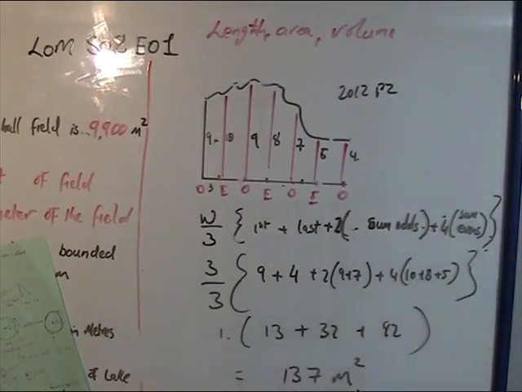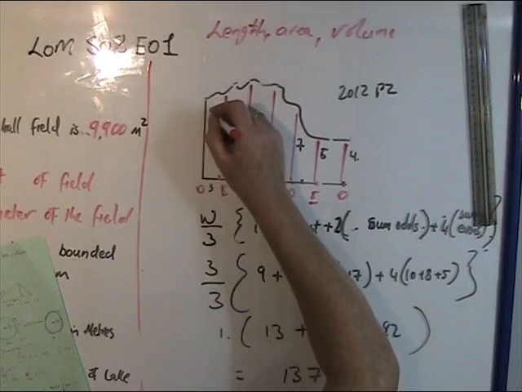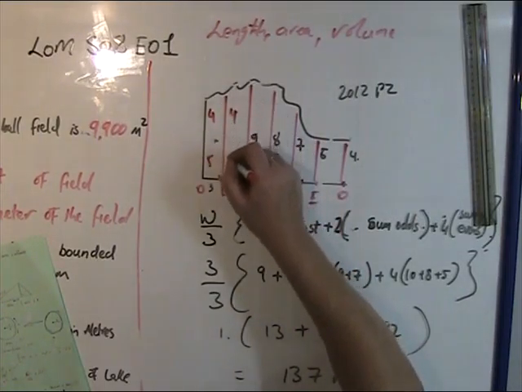Okay, now you will get some questions here, and they might give you 4 and 5, 4 and 6, like so.